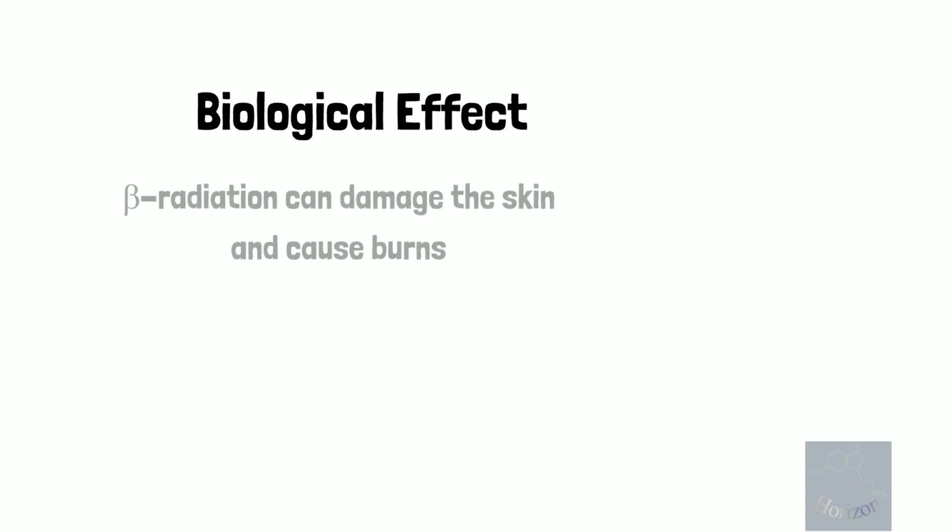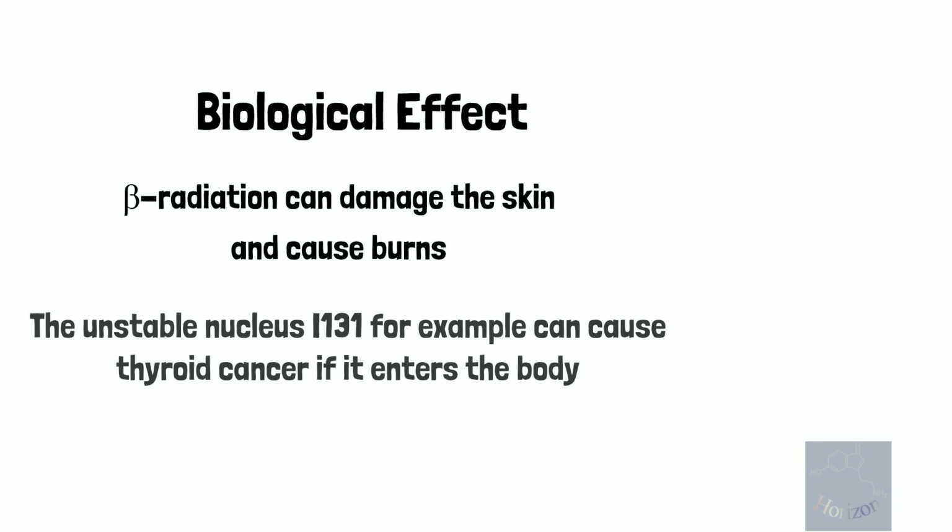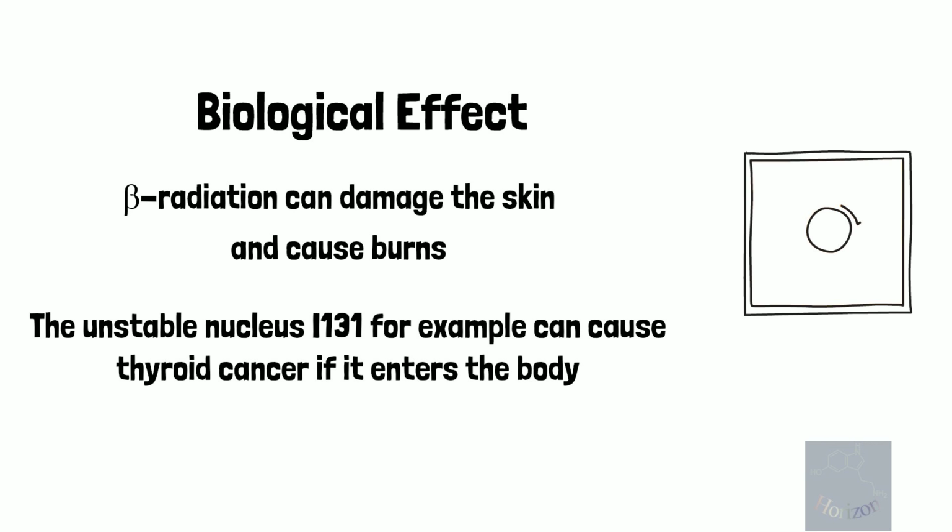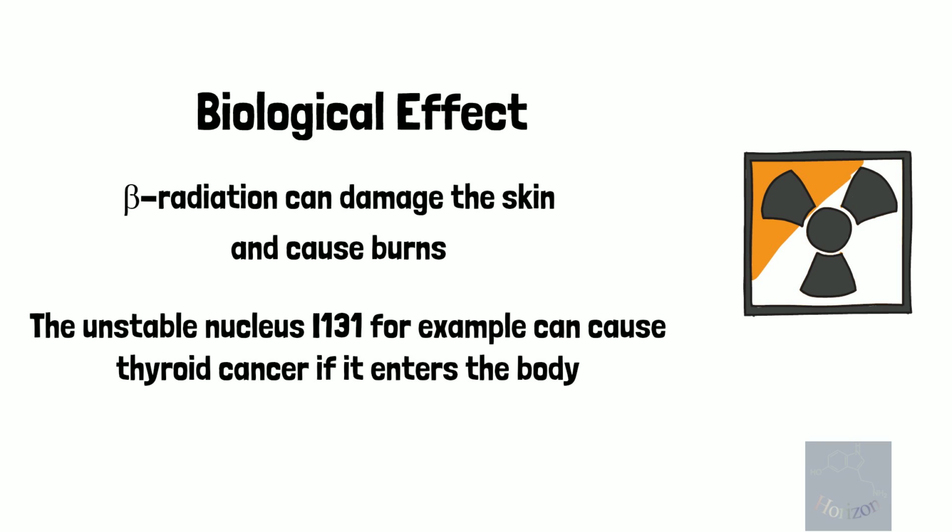This was the theory, but radioactivity also has a biological effect. Beta radiation can damage the skin and cause burns. If iodine-131, which is decaying with beta radiation, enters the body, it can cause thyroid cancer. This and other unstable iodine isotopes are formed during nuclear fission. To prevent them from entering the thyroid after an accident in a nuclear power plant, potassium iodide pills are handed to people possibly affected by that accident.